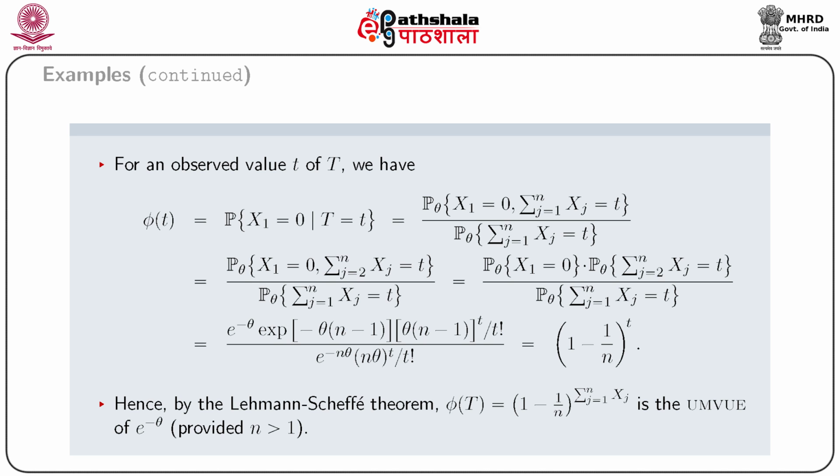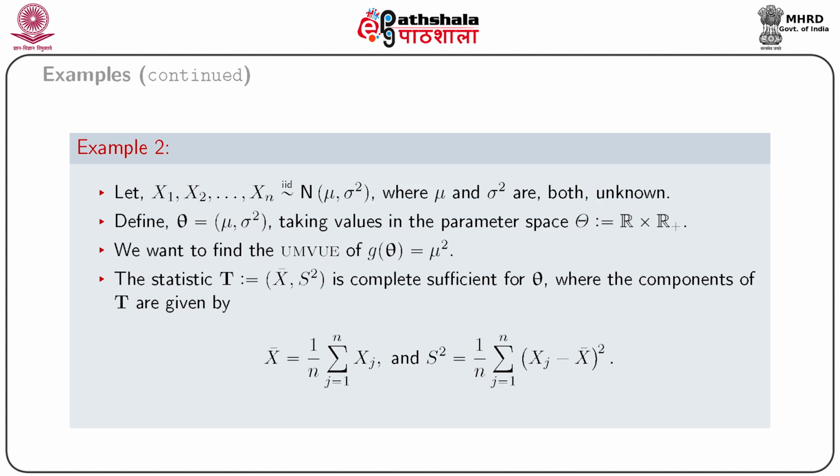Therefore, phi(T) is the unbiased estimator of e to the power minus theta based on the complete sufficient statistic T. Hence, by Scheffé's theorem, (1 minus 1/n) to the power summation over i from 1 to n of Xi is the UMVUE of e to the power minus theta. Let us consider another example.